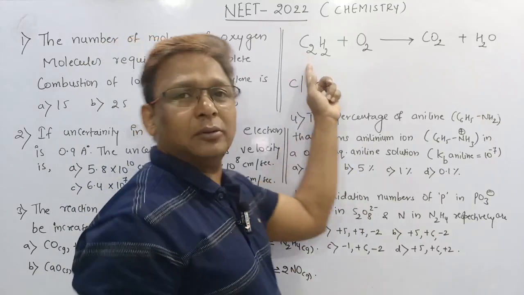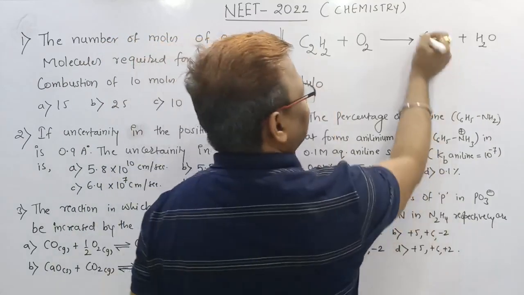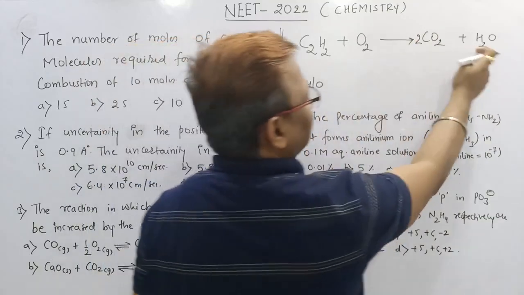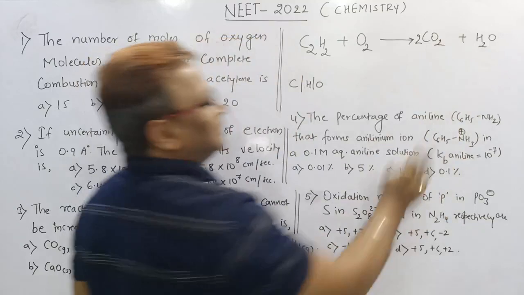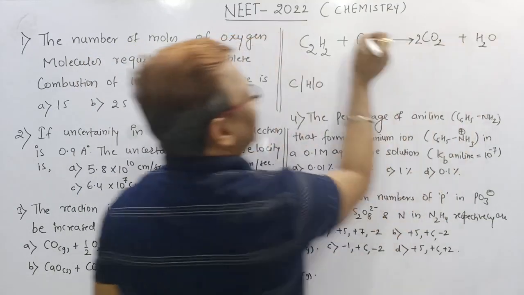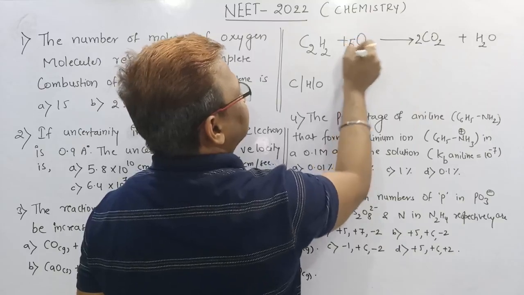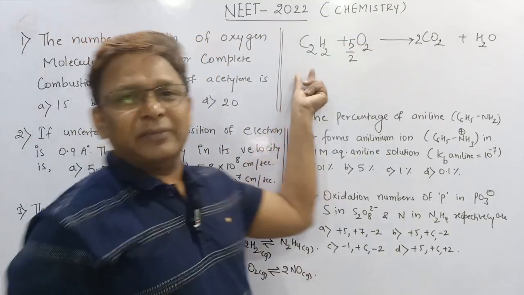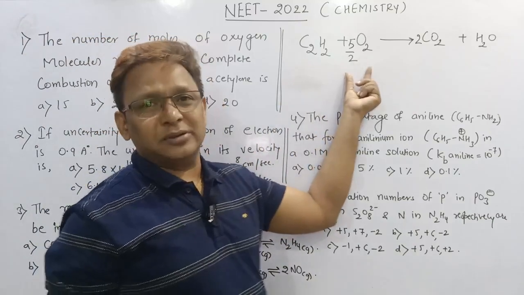How many carbon we have? 2. How many carbon we have? 1. Make it 2. How many hydrogen we are having? 2. How many hydrogen we are having? 2. It was balanced. Now count the oxygen. 2 into 2, 4. 4 plus 1, 5. Number of moles of oxygen is 5 by 2. So 1 mole of acetylene will require 5 by 2 moles of oxygen.